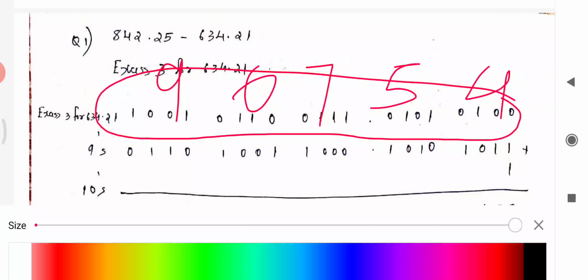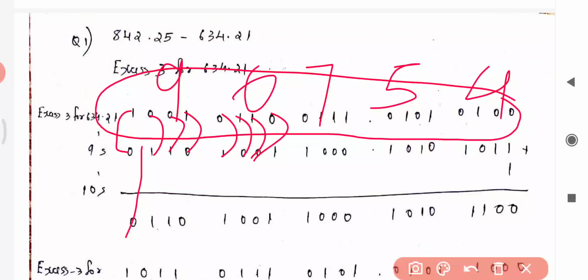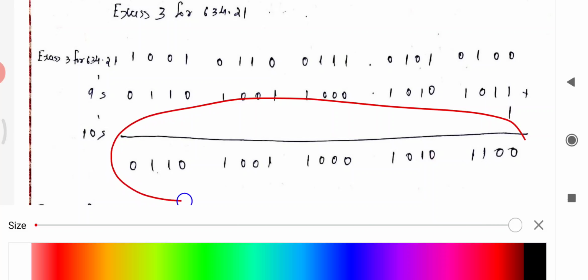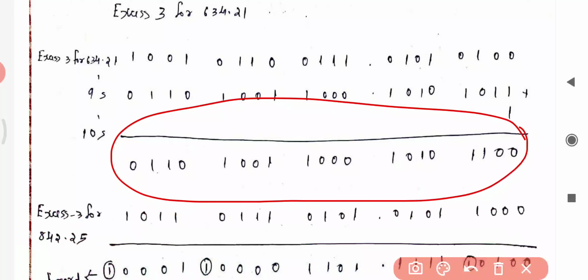In order to take the tens complement, first of all we have to take the nines complement. That is, to take the nines complement of the XS3 code, just invert it, that is 1 to 0, 0 to 1, 0 to 1, 1 to 0, and so on. Then add 1 to it in order to get the tens complement. Here is the tens complement of 634.21.